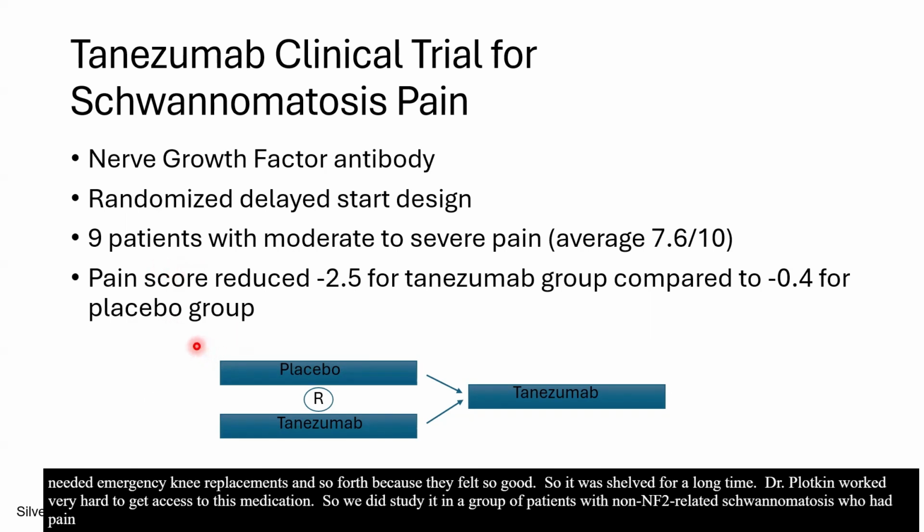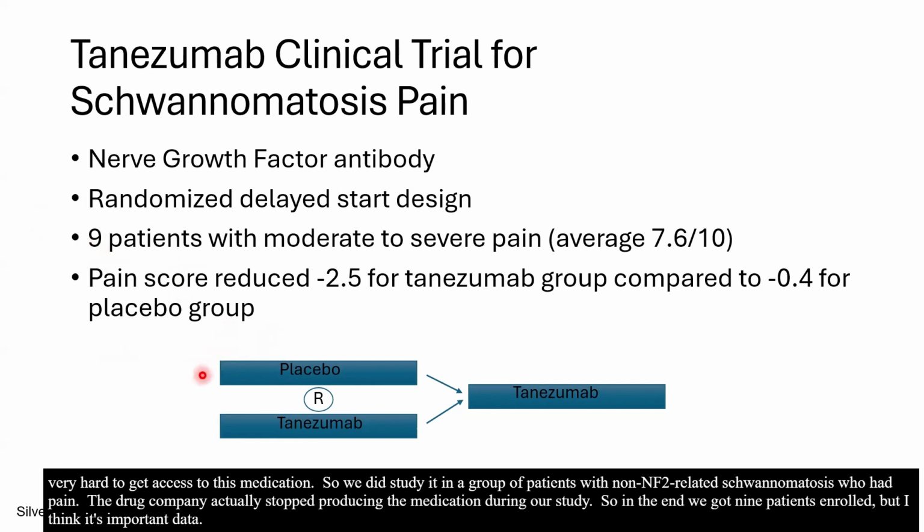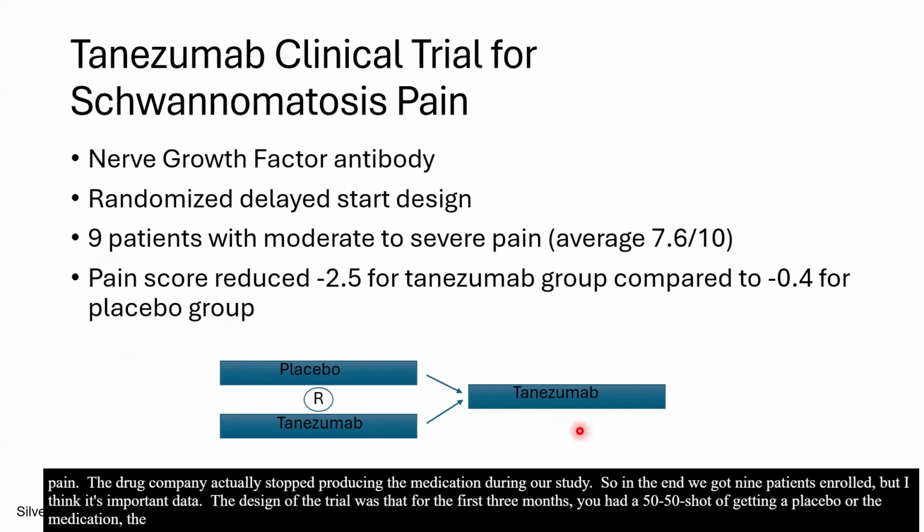The drug company actually stopped producing the medication during our study. So in the end, we got 9 patients enrolled. But I think it's important data. The design of the trial was that for the first 3 months, you had a 50-50 shot of getting placebo or the medication, the tanezumab. And then in the second 3 months of the trial, everybody got the drug.